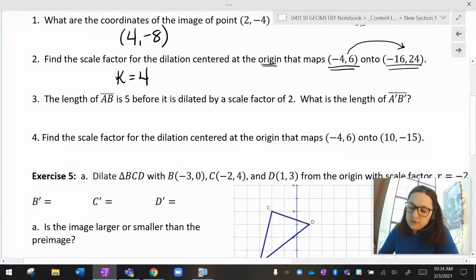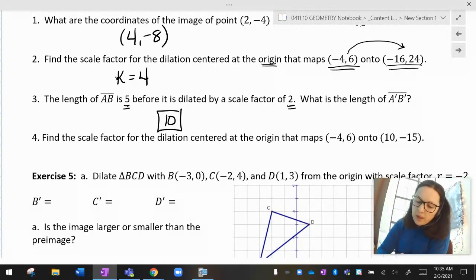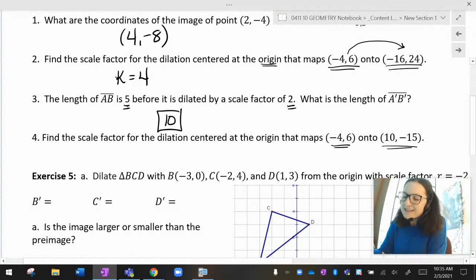AB is 5 units long. Then I dilate it by a factor of 2. What's its new length? Well, when you multiply by a scale factor, the length gets multiplied by the scale factor. So 5 dilated by a factor of 2 is 10. Area does not get multiplied by the scale factor. Something else happens. So quick aside there. Length gets multiplied by the scale factor. Area does something else.